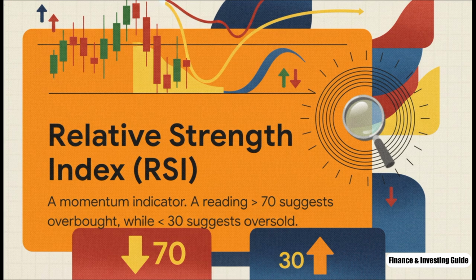Think of this as a speedometer for the stock price. It tells you if a move has gone too far, too fast. If the reading gets above 70, it's considered overbought, like a rubber band that's been stretched too far and might snap back. Below 30, it's oversold and might be due for a bounce.